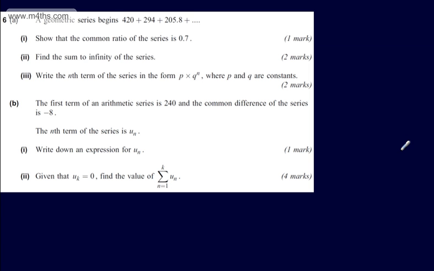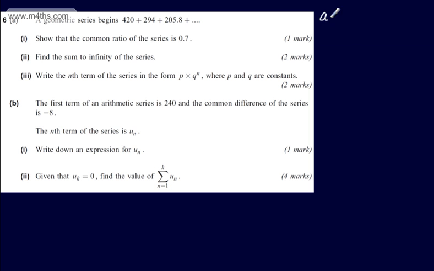This is question number 6. In part A, we're told a geometric series begins 420 plus 294 plus 205.8 and so on and so forth. In the first part for 1 mark, we need to show that the common ratio of the series is 0.7.